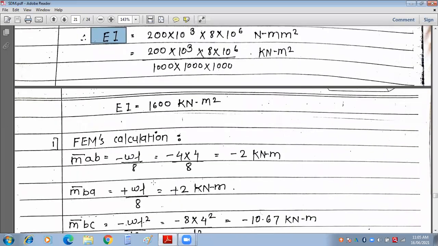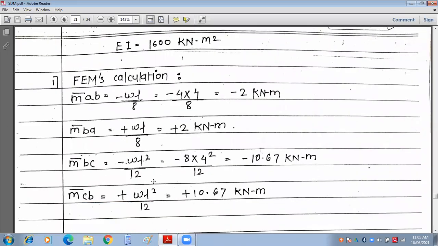Now the very first step is that we have to find the fixed end moment for the provided beam. For the fixed end moment of AB, as it carries a point load, the fixed end moment formula is WL by 8. I put the values, load is 4, span is 4, so 4 into 4 divided by 8 becomes 2, so minus 2, and for the right side moment BA it is equal to plus 2.